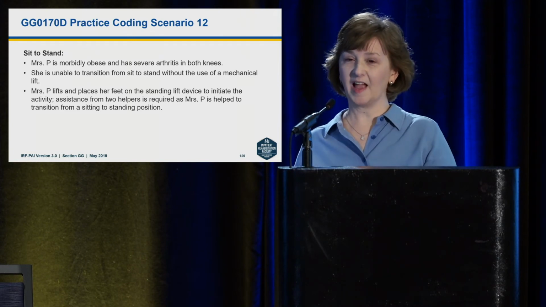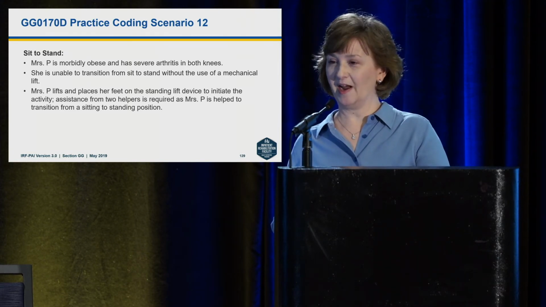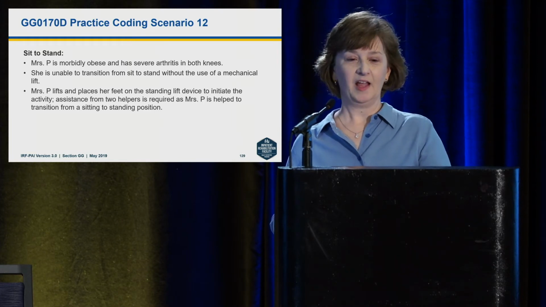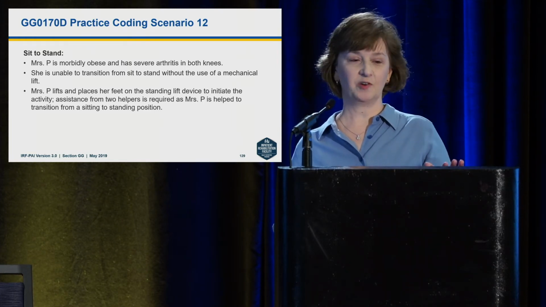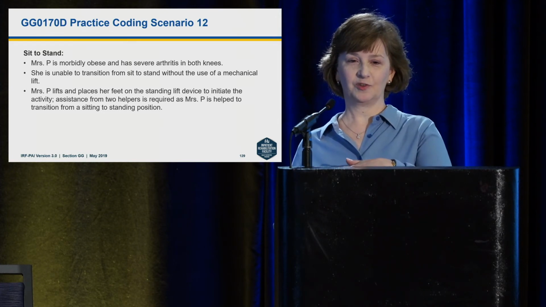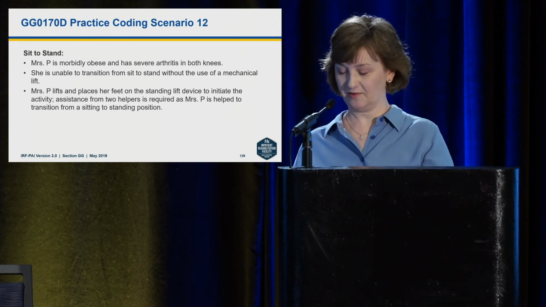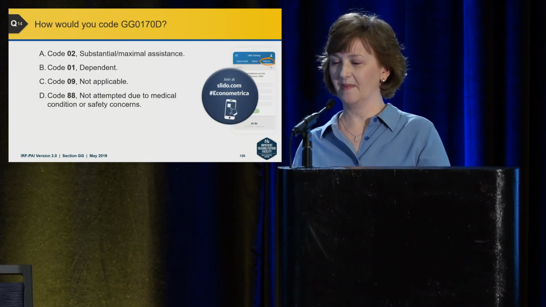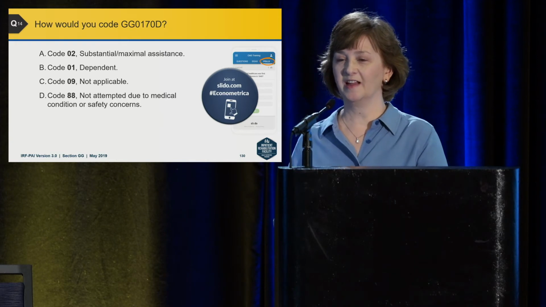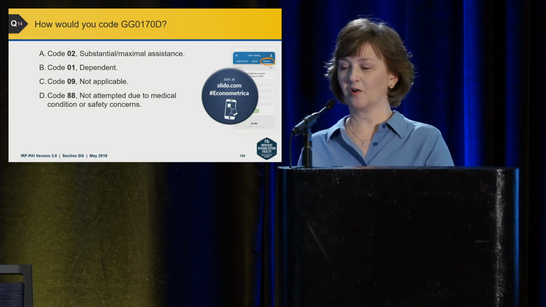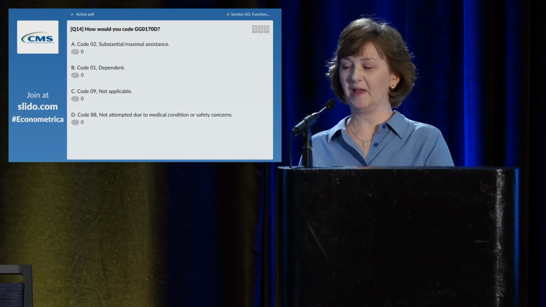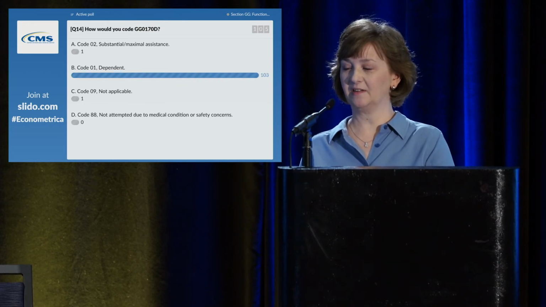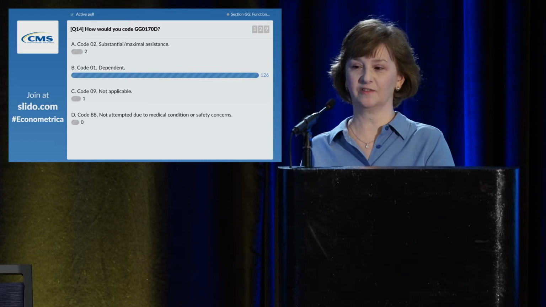So if you can pull out Slido, please think about how you would code Mrs. P. And you do have a copy of all these practice scenarios in your packet. If you find we're changing the slides too quickly, please do look at your packets, or if you're online, you can look at the materials that are posted. So the options on Slido are that Mrs. P is a level 2 substantial maximal assistance, code 1 dependent, code 9 not applicable, or code 88 not attempted due to medical condition or safety concern.